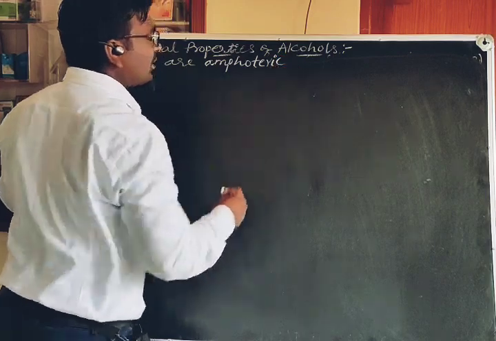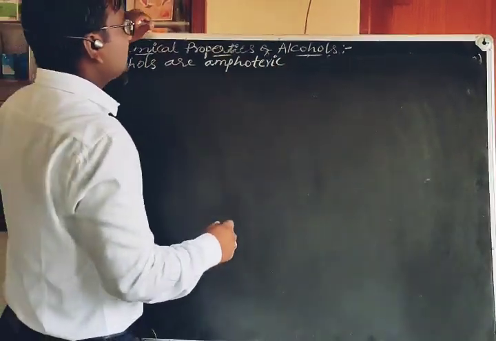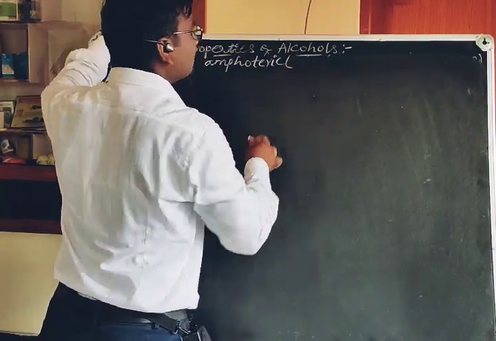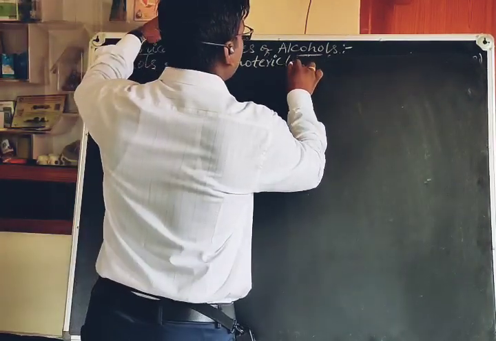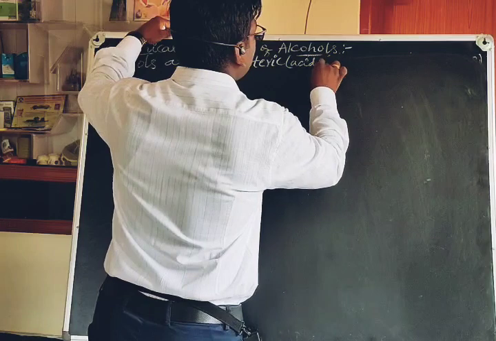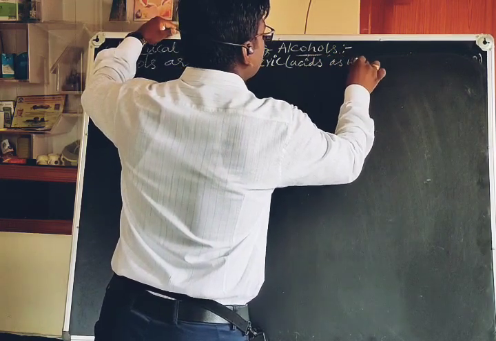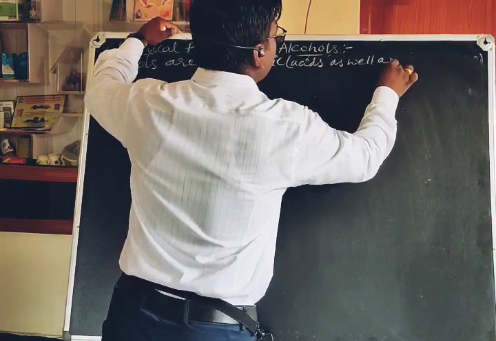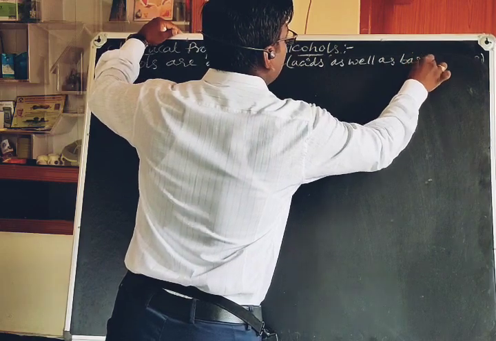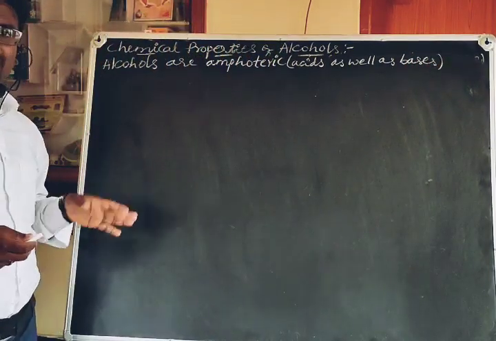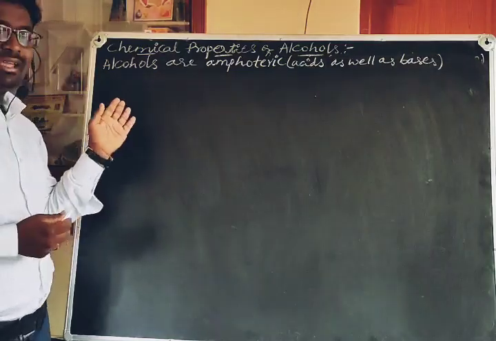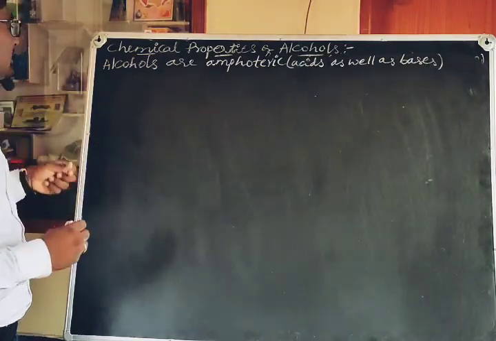What is this amphoteric nature? These substances are able to act as acids as well as bases. Let us see the evidence for the behavior of alcohols as acids.